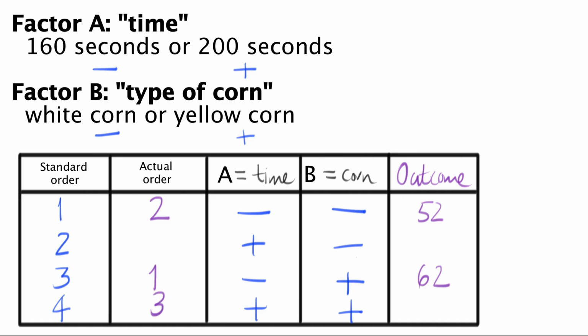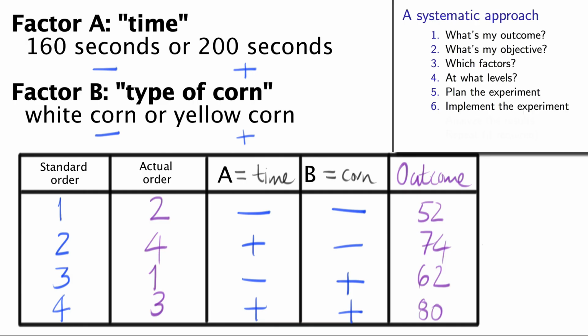I then go get another random number, and suppose I get row 4 from the standard order table. When I run that experiment, I get a value of 80 popped corns. My final experiment is number 2 from the standard order table, with long cooking times and with white corn. This led to a result of 74 popped corns. So once all the experiments are done, we will have 4 entries of outcome values.